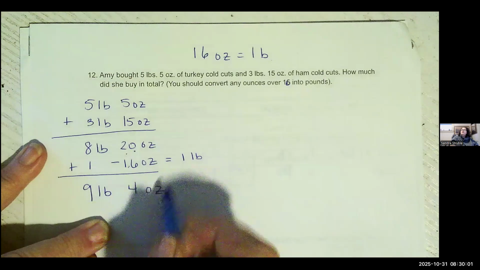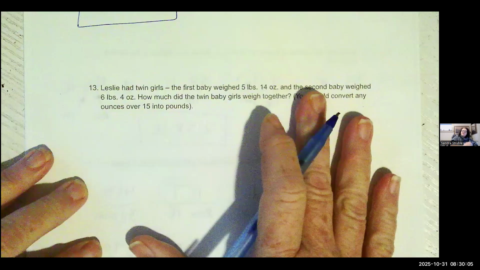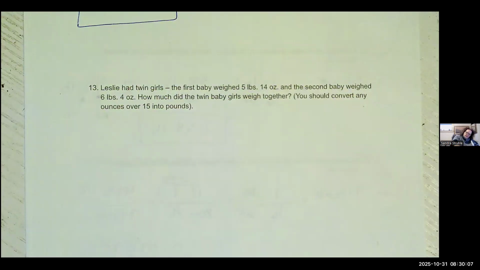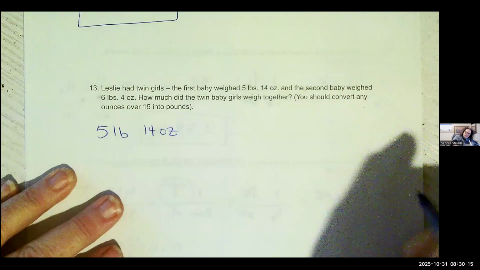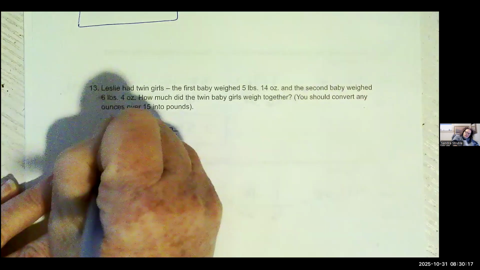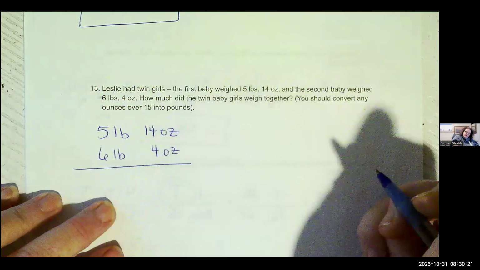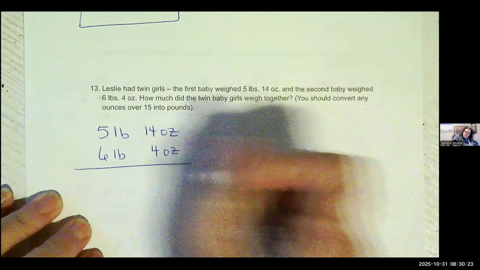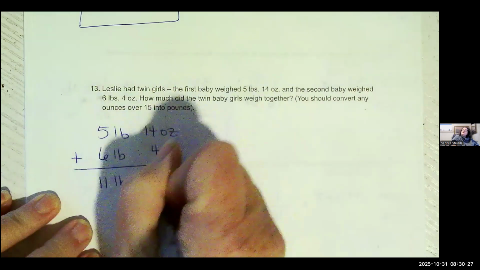Okay. Leslie had twin girls. The first baby weighed 5 pounds, 14 ounces. And the second baby weighed 6 pounds, 4 ounces. How much did they weigh together? Add them together. 6 and 5 is 11. 14 and 4 is 18. 18 is greater than 16.